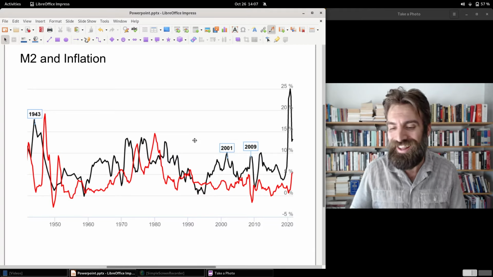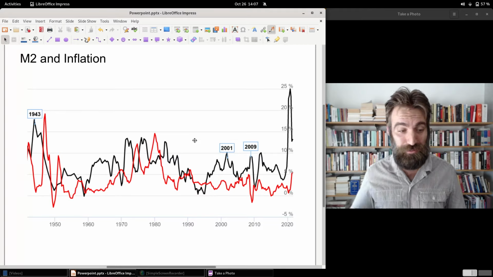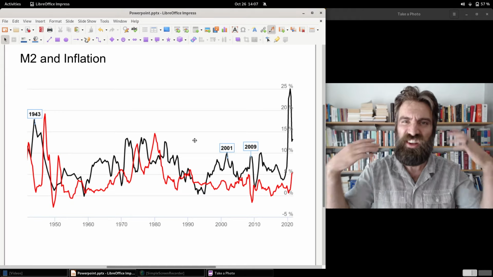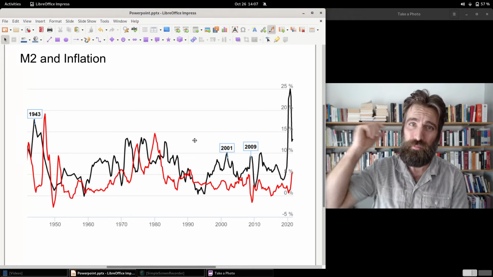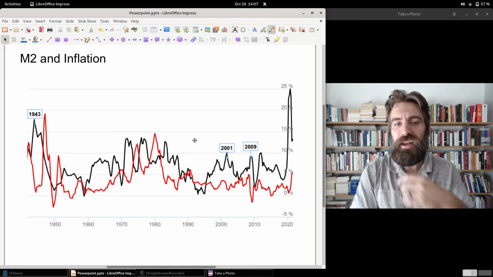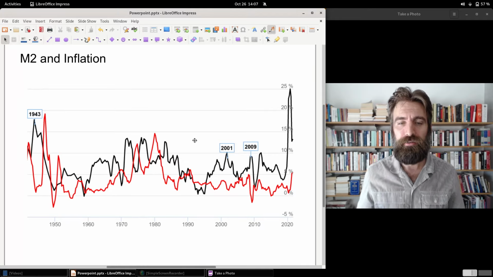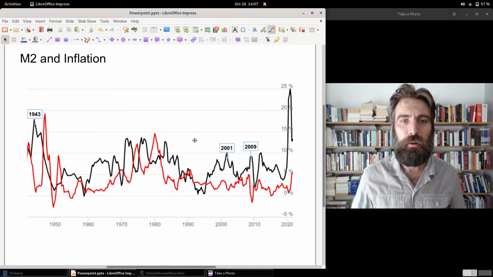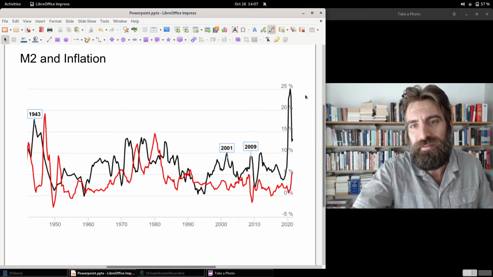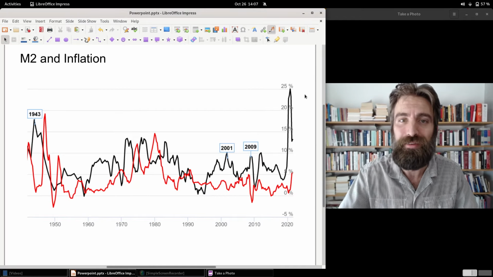But at the end of the day, it's because you had tons and tons of gold and silver coming from the Americas to Europe. And in the same way here, yeah, are there other factors at play? Yes, there are. But at the end of the day, it's the money supply.